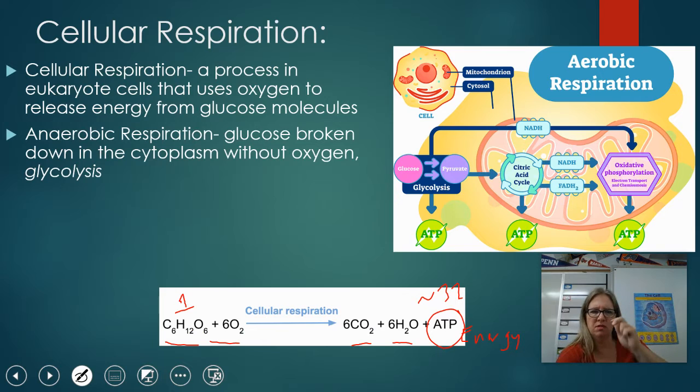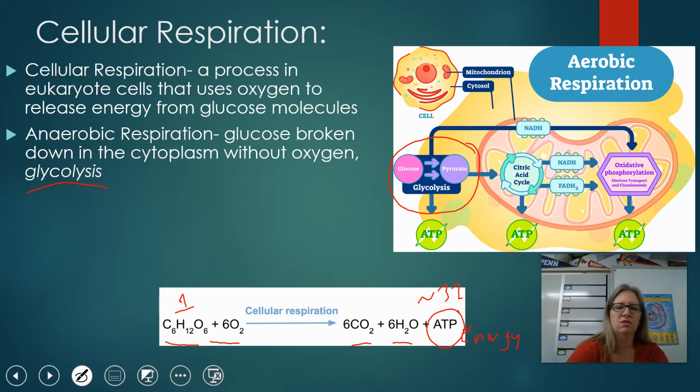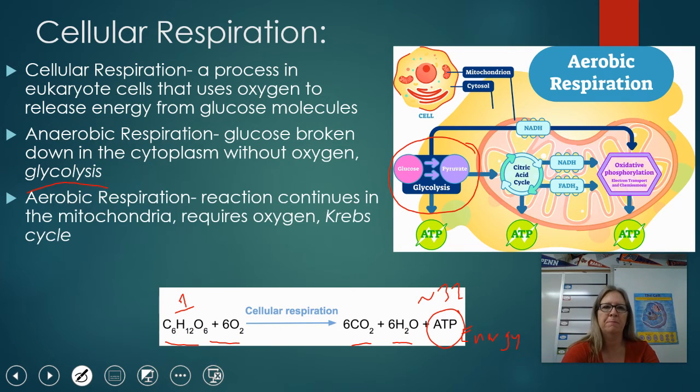There's two steps to this process. The first step is known as the anaerobic process, meaning it does not require oxygen. It takes place over here before it gets into the mitochondria. It's also known as glycolysis. It's just the first step where the glucose gets broken down into smaller pieces, okay?